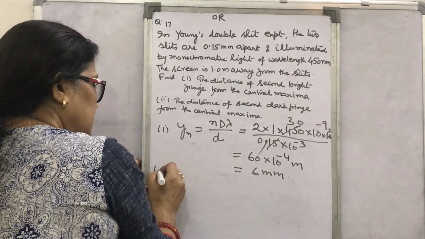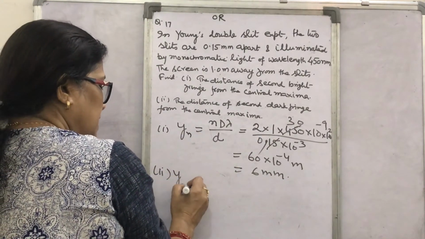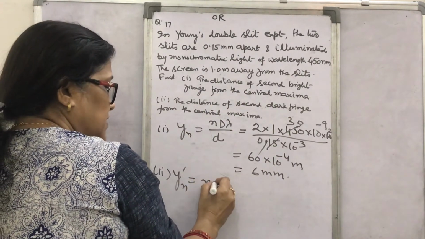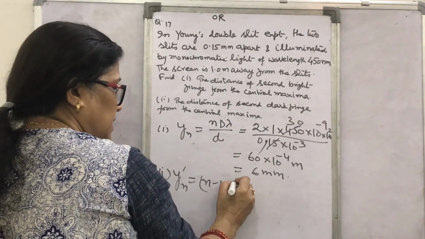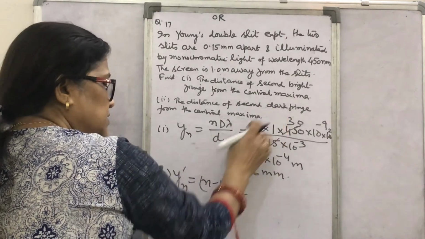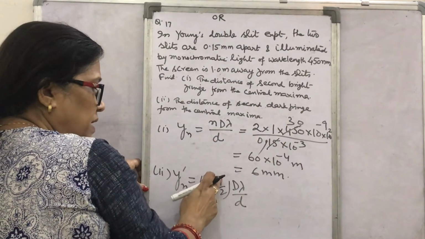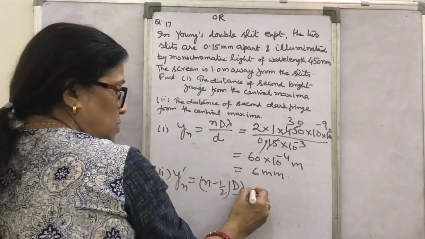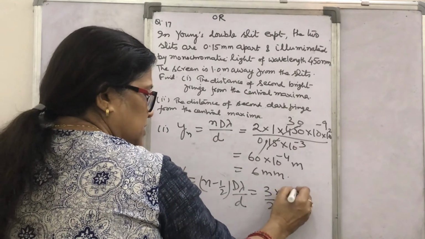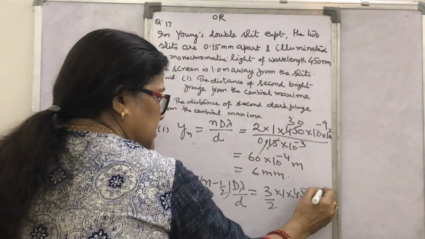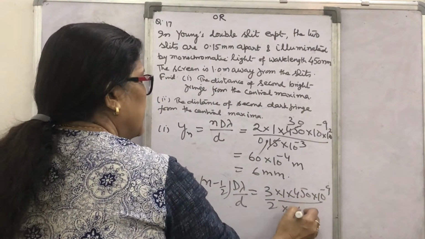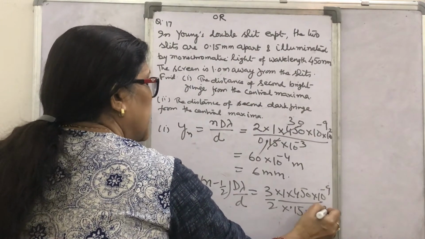Similarly, for the second relation, how will you write this, y n dash? Suppose you write for the second dark fringe. For the dark fringe, the relation is n minus half, D lambda upon d. Again the second dark, so you put here n as 2. 2 minus half will be 3 by 2. So what will you write here? This will be 3 by 2 into the same thing. This is 1, this is 450 into 10 to the power minus 9 upon 0.15 into 10 to the power minus 3.